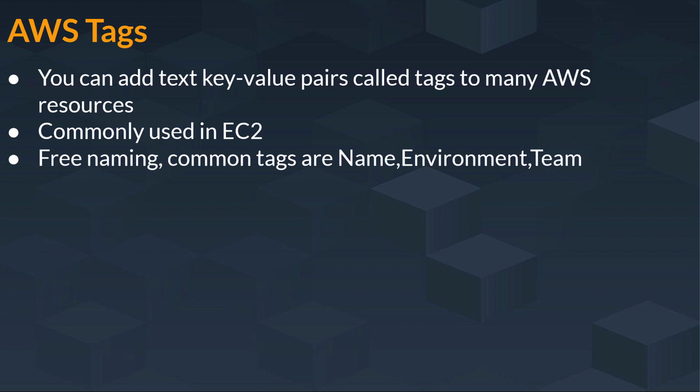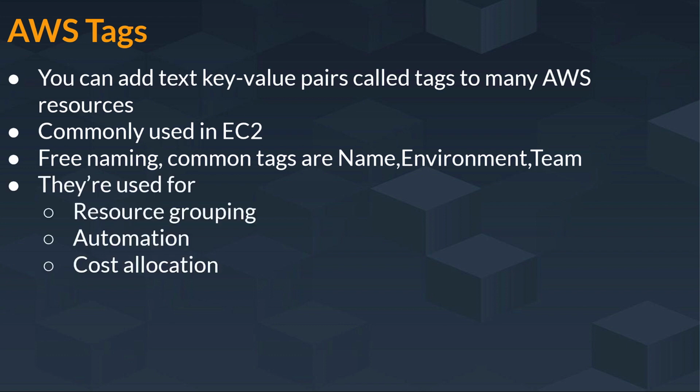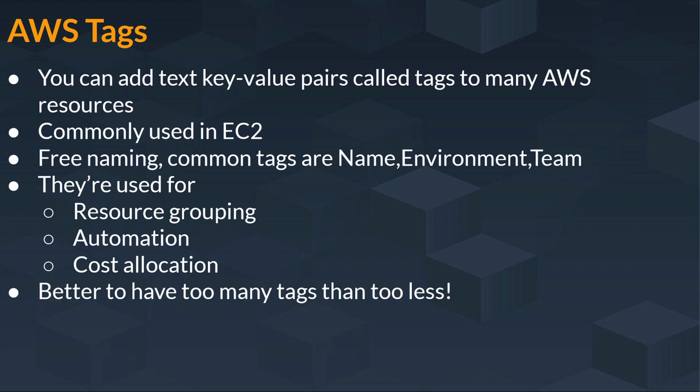You have a naming convention in this, and common tags are basically named as name, environment, teams, etc. They are used for resource grouping, automation, and cost allocation. And the thumb rule is that it is better to have too many tags than too few.